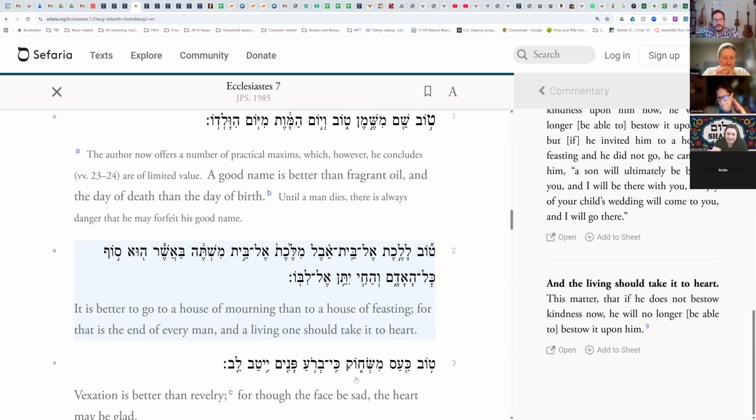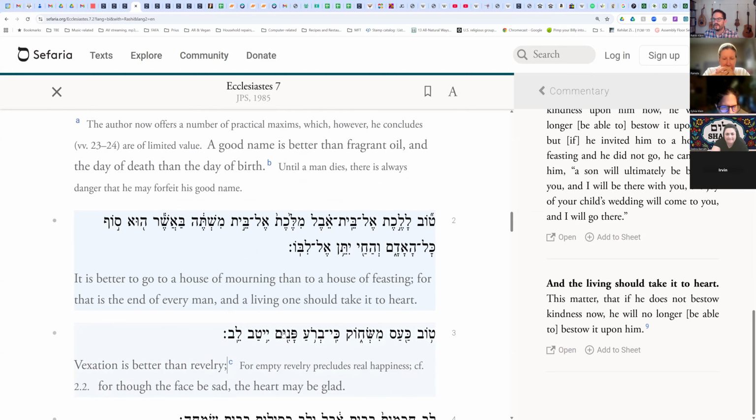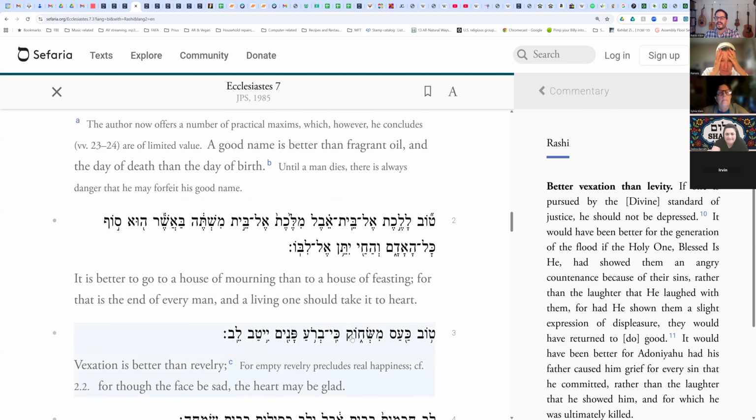Tov ka'as mischok. Better is anger than revelry or schok. It's the same word as tzchok, with a tzadi like Yitzchak, laughing, and they have it as revelry here. Let's see if they say anything else. They don't. Sort of lighthearted and goofiness and maybe mischief is implied with schok. Playing games. A mischak is a game. So better is anger or vexation as they have it than, like, frivolity maybe is a better word.